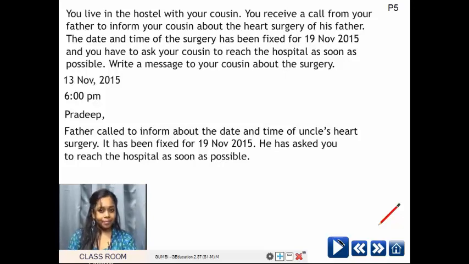And that point has to be passed on. Yes, what is it? Uncle is undergoing a heart surgery on the 19th of November. You have to reach the hospital as early as possible. Father informed me. That's more than enough, students. As short as possible and make it as clear as possible. Now the message is complete.